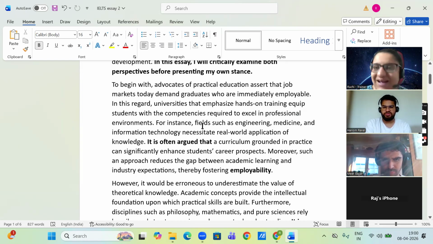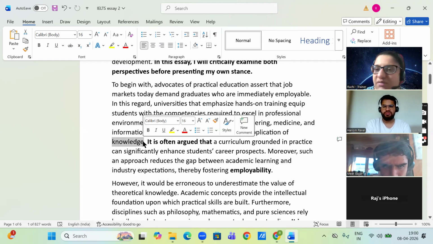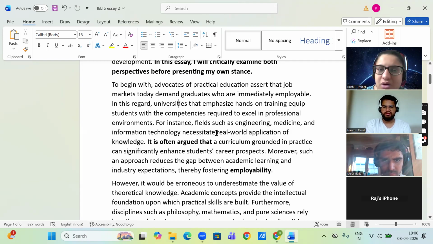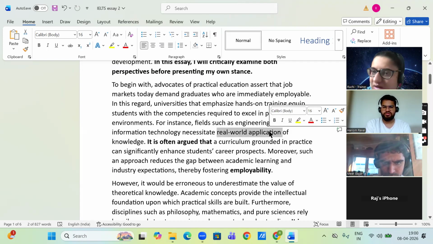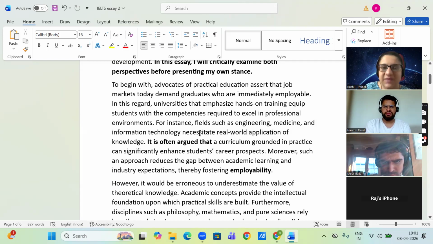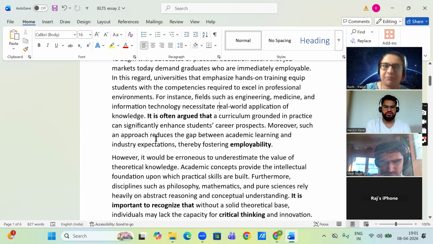This means that these fields, engineering, medicine, information technology, are such that whatever knowledge you have learned from the university, you will have to apply it in the real world. After learning medicine, you will be in the hospital with a patient and you will have to apply whatever you've learned in the real world. So these fields, they necessitate real world application of knowledge.